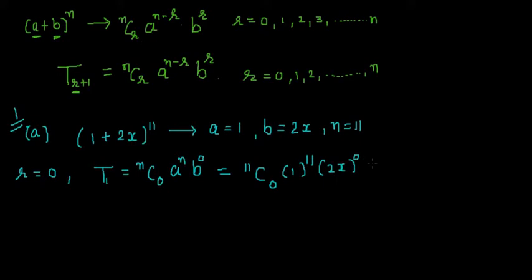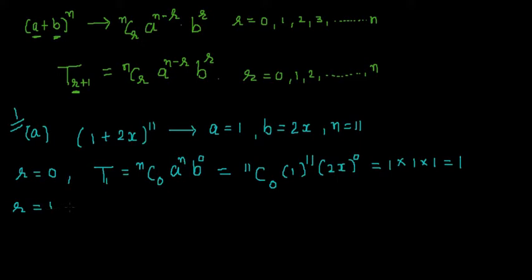Now we know the value of 11C0 by calculator or any means, or by the formula, you're going to get 1. 1 raised to 11 is 1, and 2x raised to 0 is also 1. So 1 into 1 into 1, I'm going to get the first term as 1.